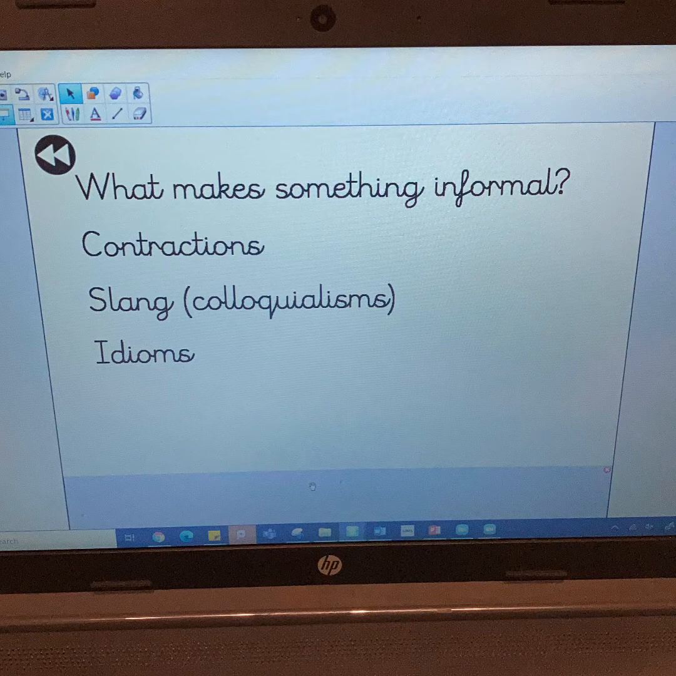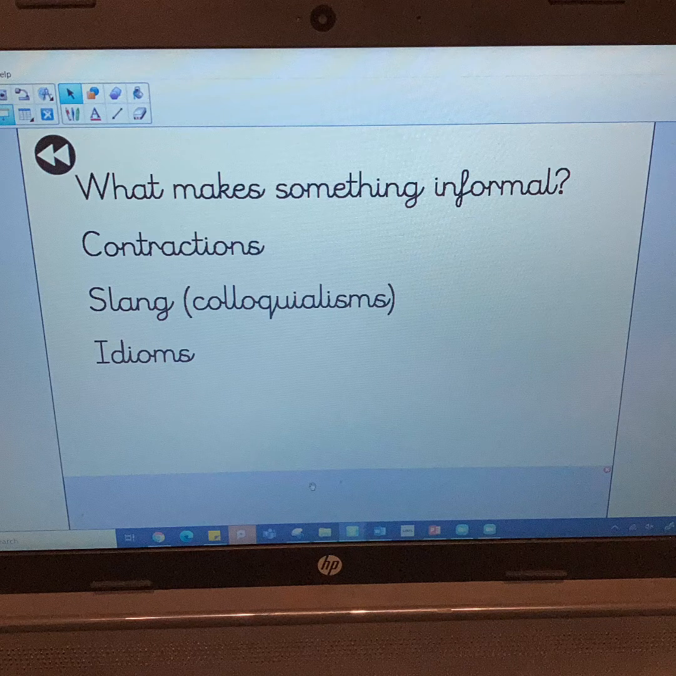Well, something is informal when it is using one of these three things. So contractions. So rather than saying should not, you might say shouldn't, rather than will not, won't. So these are when you are contracting the word, you are omitting, taking out a letter, and we use what piece of punctuation? An apostrophe to show where the letter is missing. Okay, so contractions is a really easy way to make something informal.